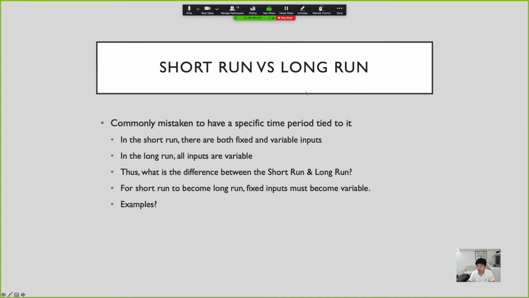Now next, let's talk about short run versus long run. Now it is a common misconception that there is a time frame tied to short run and long run. Okay, there is actually no time frame tied to short run and long run. In econs, short run is just a time period where there are both fixed inputs and variable inputs. And in the long run, there are no fixed inputs. Actually, all inputs are variable. And let me try to explain that to you.